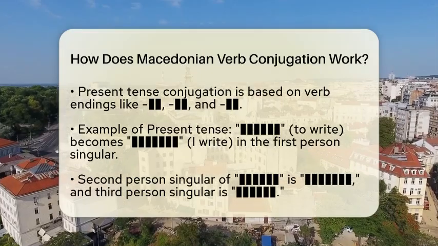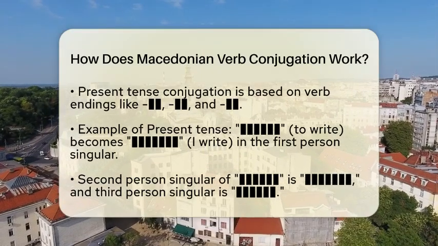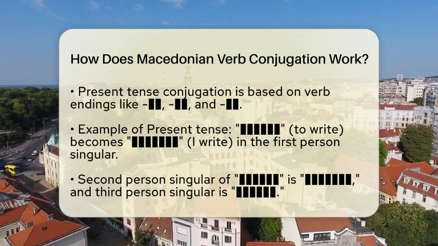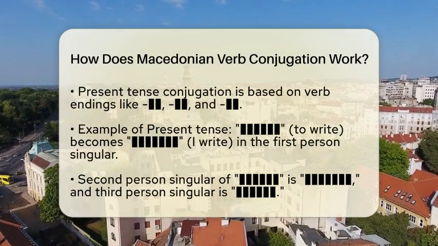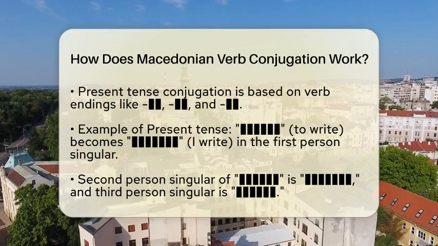Moving to the plural forms, the first person is peishea uveaem ye, the second person is peishea uveateya, and the third person is peishea uveaate.